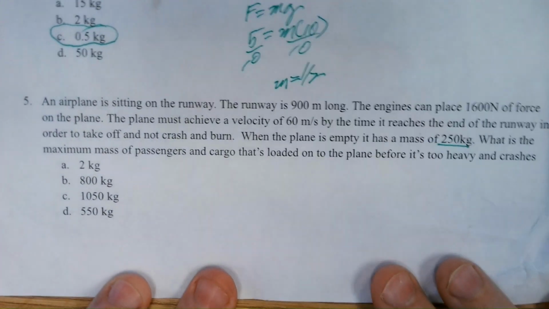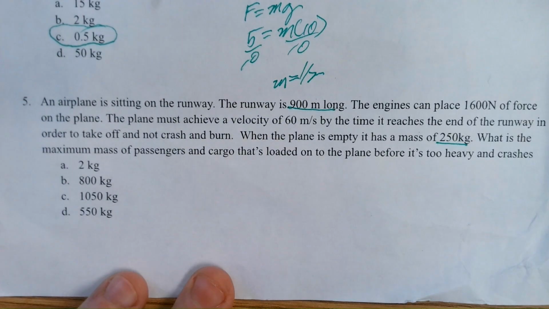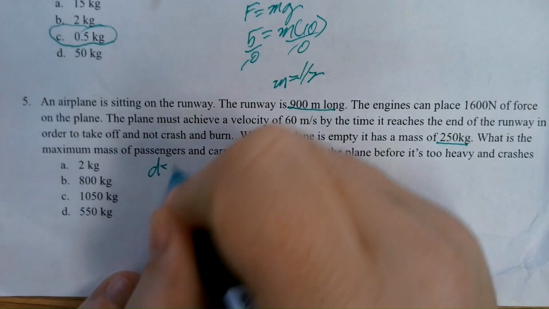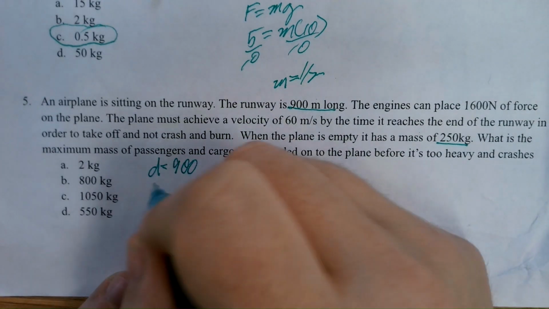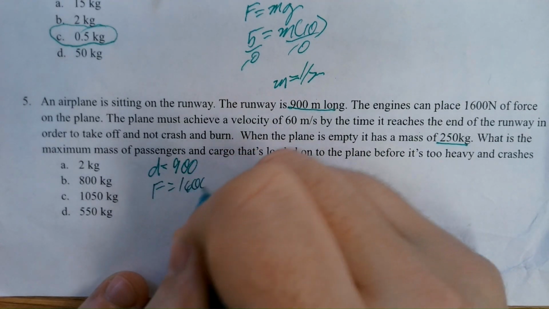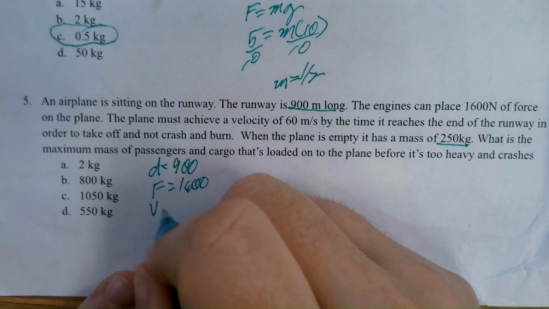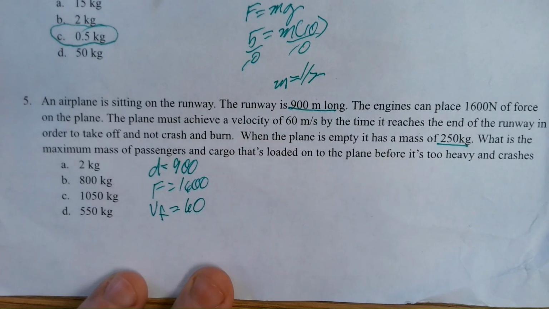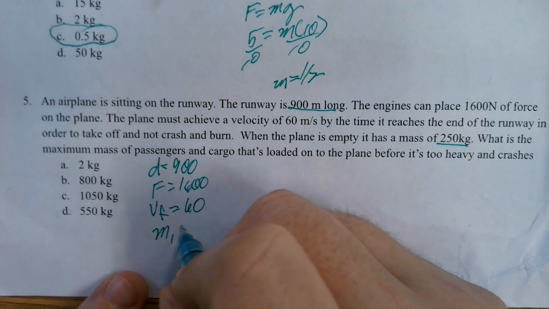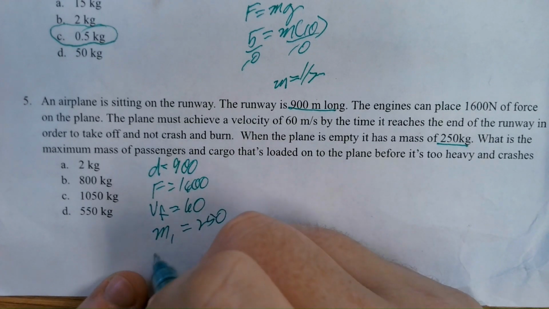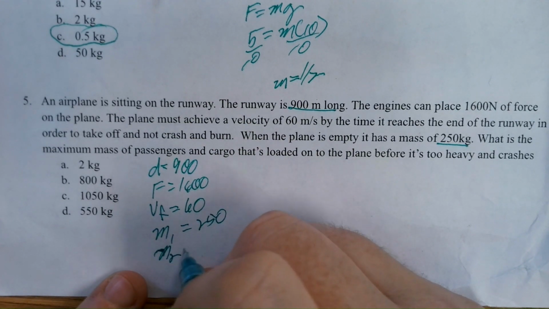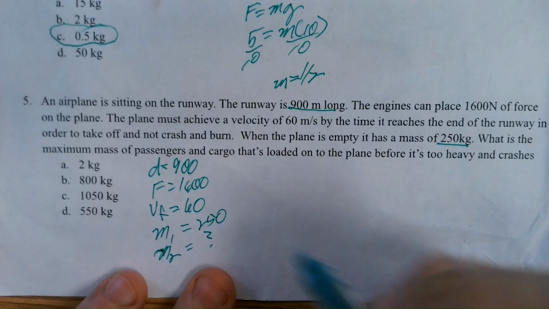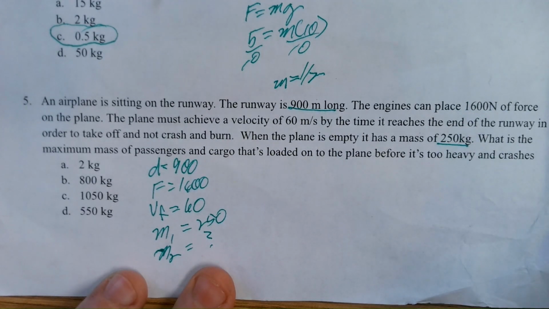So we have this runway. It is 900 meters long. So our distance or displacement is 900. Our force is 1,600. And our final velocity is 60. And then we have some sort of mass 1, which is equal to 250, and mass 2 we are not sure about. So I'm seeing some forces, I'm seeing some displacement and final velocity. That means I need some combination of force and kinematics. What can I do with that?